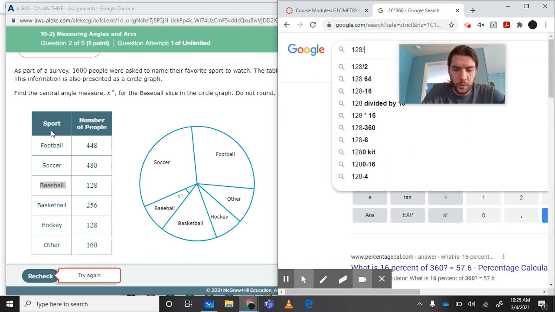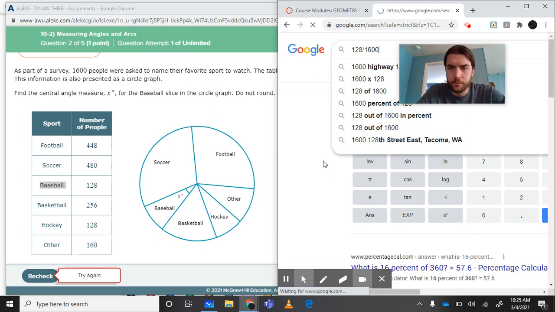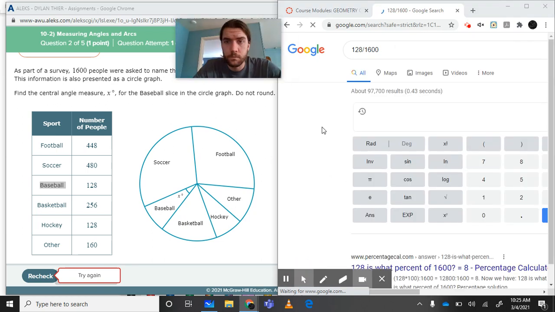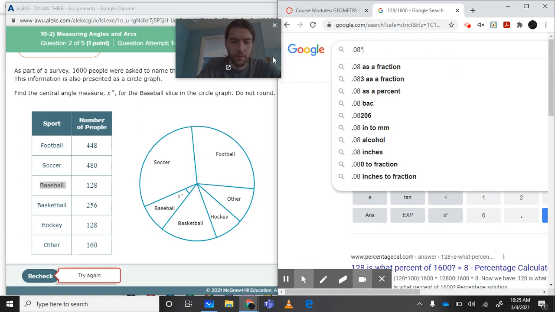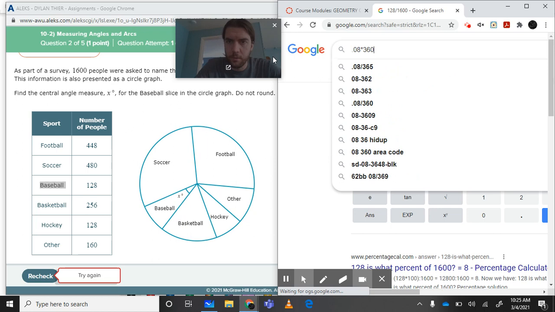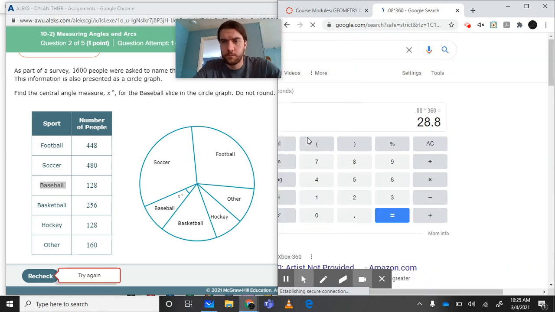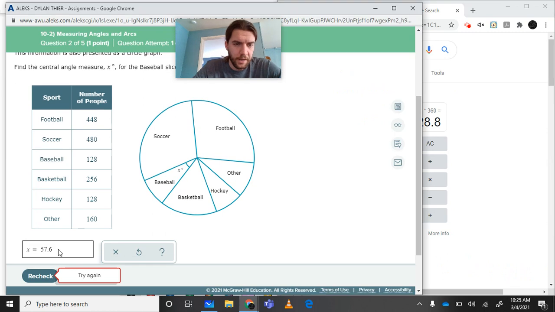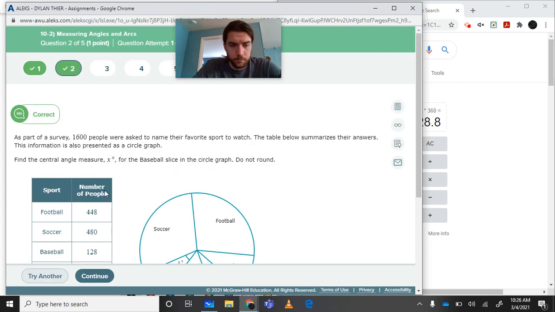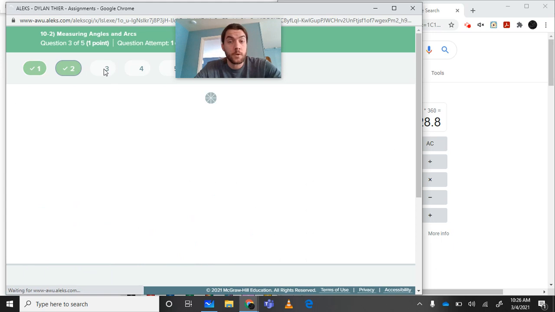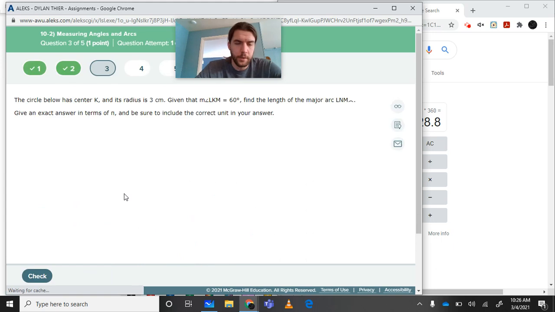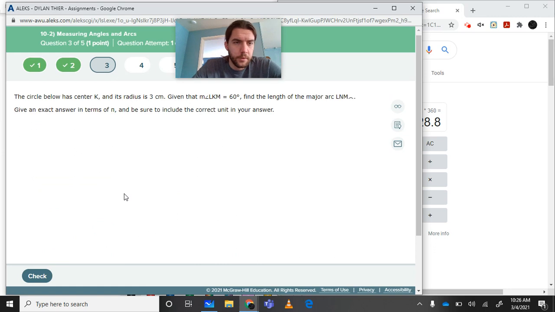Okay. I want to do 128 out of 16, 0.08, so we want 8% of, 28.8. Okay, so half as much. Okay, there we go. Good. So we're just figuring out what the proportion of the total is and then applying that to the angle itself.